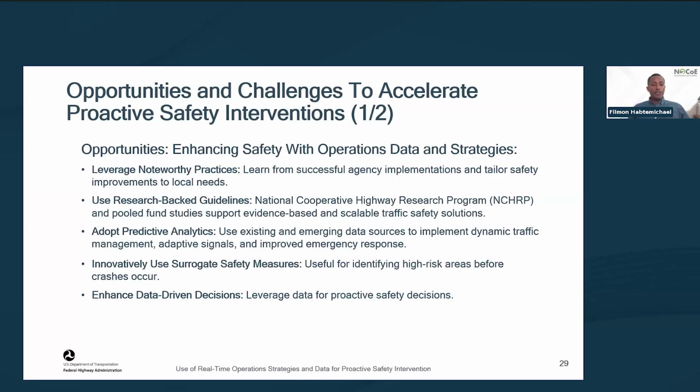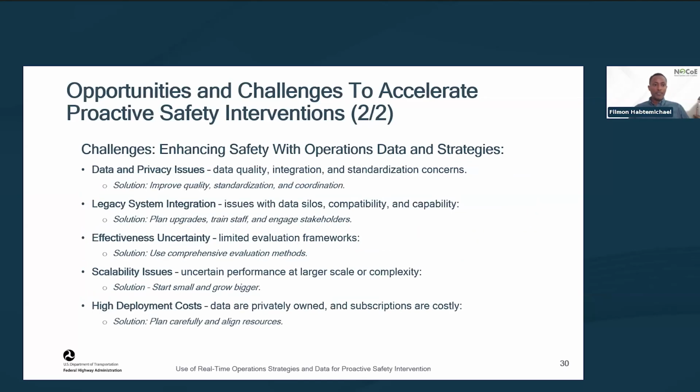We have to innovatively use surrogate safety measures. That's also another opportunity. It really provides a useful way of identifying high-risk locations before a significant number of crashes occur. So this leads us to be more proactive than reactive. And of course, we need to provide data-driven insights for any decisions that we make. So these are the opportunities that agencies have based on our research.